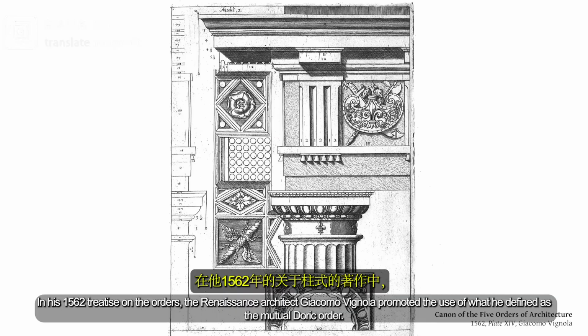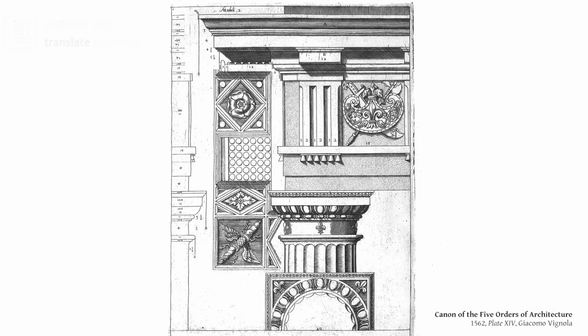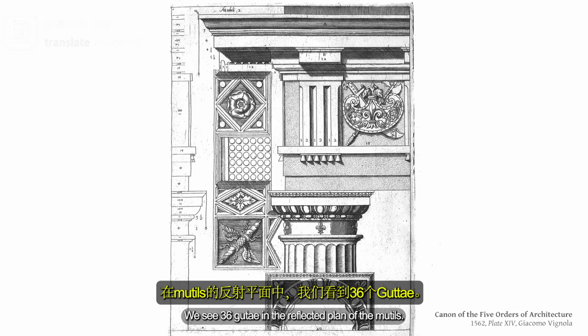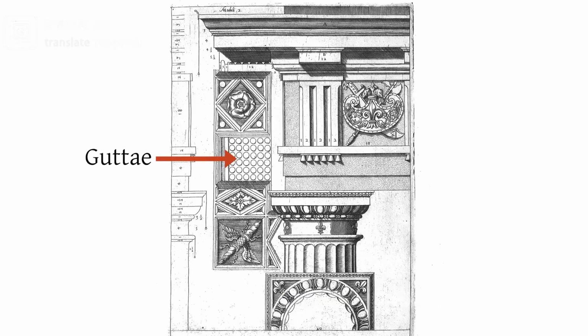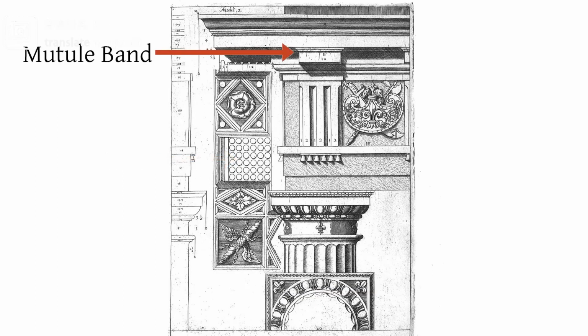In his 1562 treatise on the orders, the Renaissance architect Giacomo Vignola promoted the use of what he defined as the mutular Doric order, which has its mutules project boldly below the cornice soffit. We see 36 guttae in the reflected plan of the mutules. In Vignola's version, each mutule is wrapped with a band.